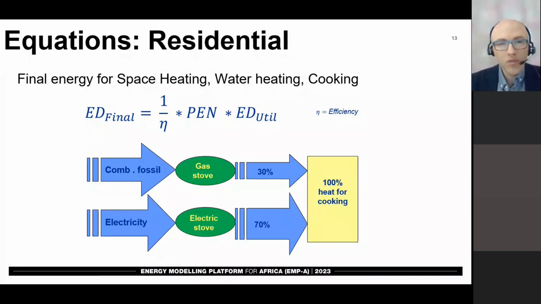And if we have the information about the efficiency, we can estimate the final demand for each form of energy by multiplying the useful energy by the penetration rate and dividing this by the efficiency of the energy form. And this is how to calculate the final demand for each energy form.